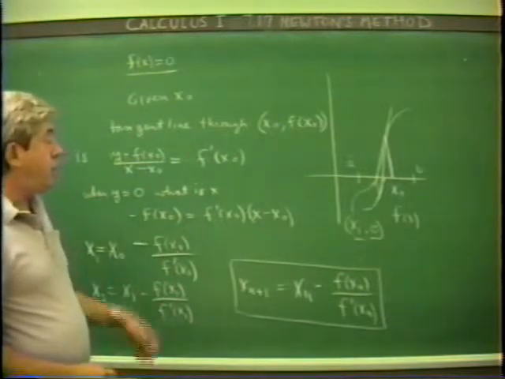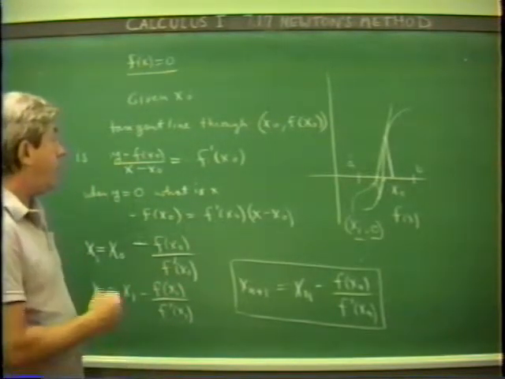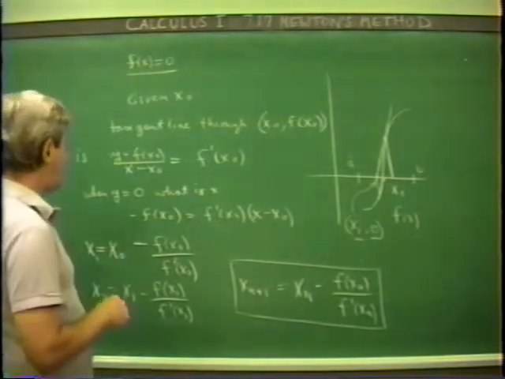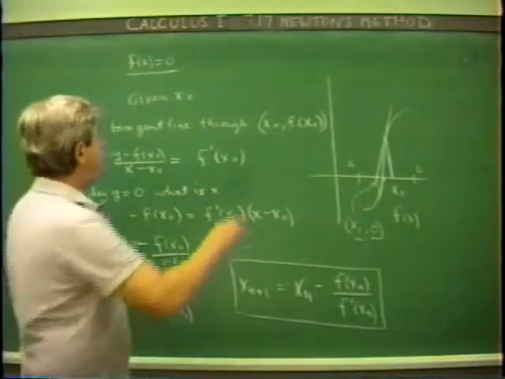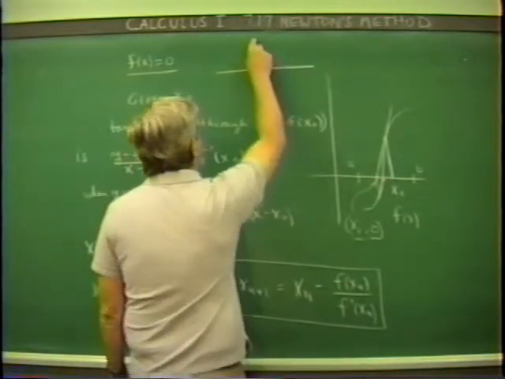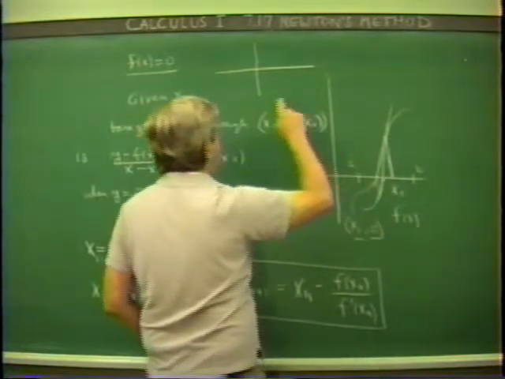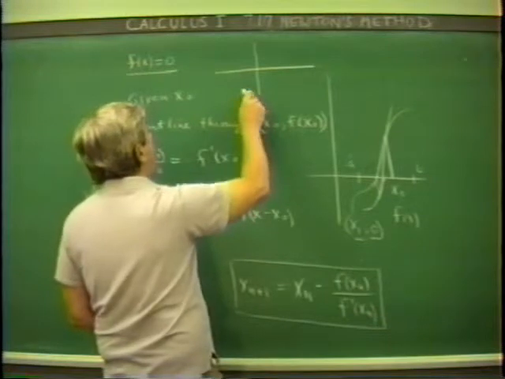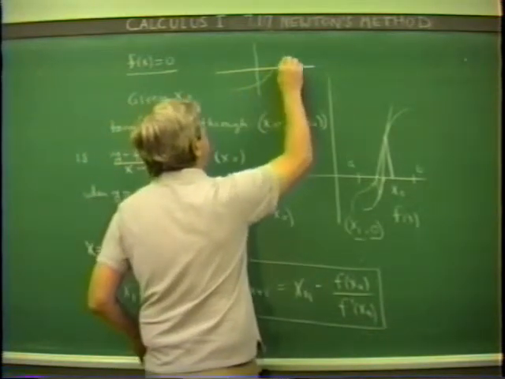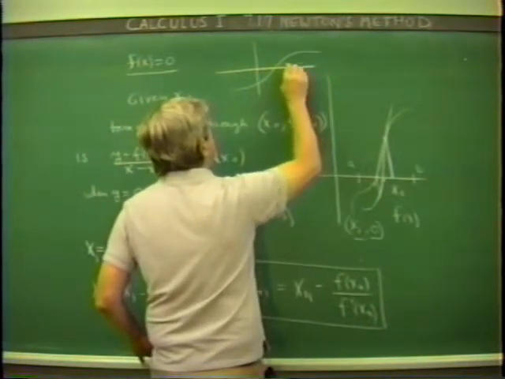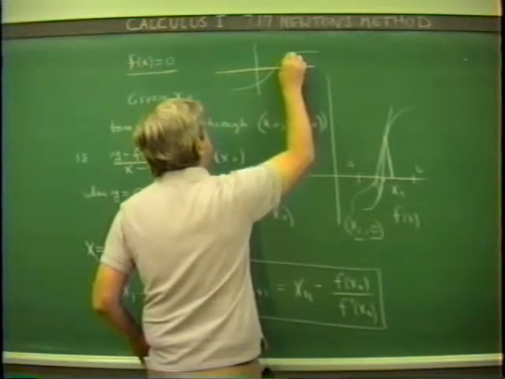Now this is a nice situation in the sense that it just involves this quotient and the difference, and so a computer can use this over and over again and get better and better approximations, providing the thing works. Now there are situations in which it doesn't work, and there are also criteria for when it works, but we're not going to be too concerned about them right now.